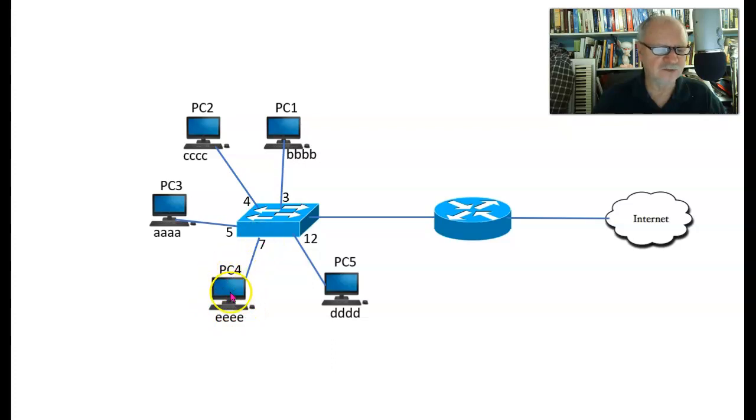Let's say PC4 here. So maybe somebody thinks they're doing a good thing, but they bring a PC from home or a laptop and plug it into port 7 instead of this PC. So where this PC had a MAC address of EEEE, the new device now has a MAC address of FFFF, and this device has been plugged into this port. I may not want your device plugged into my network.